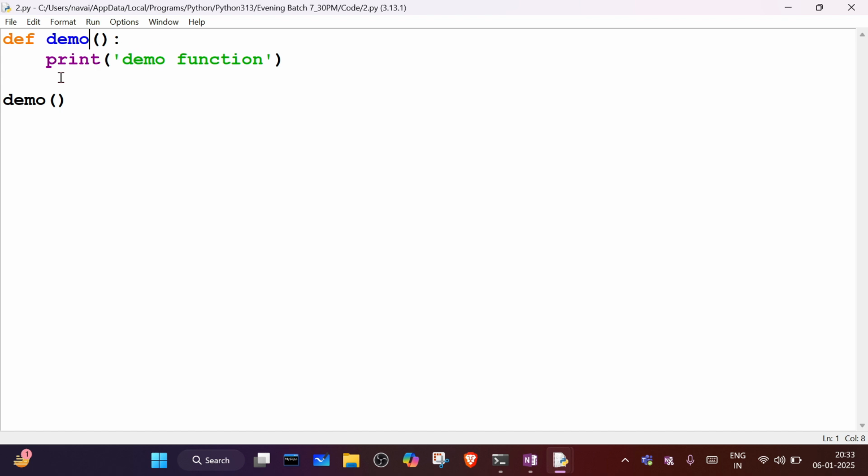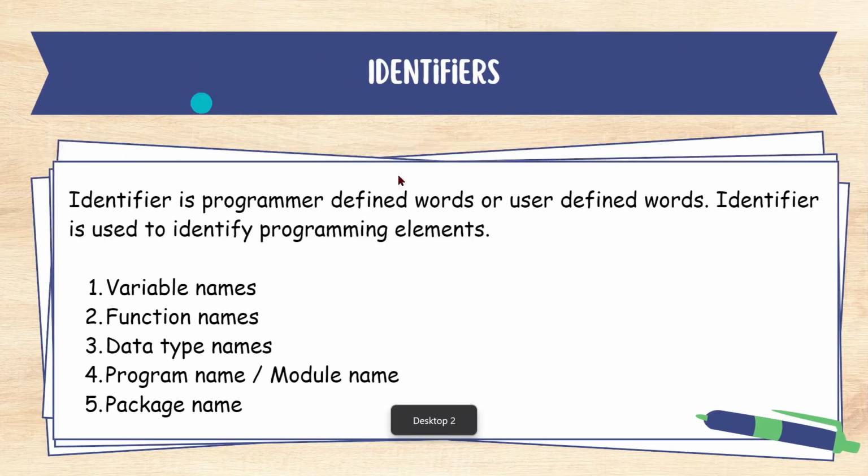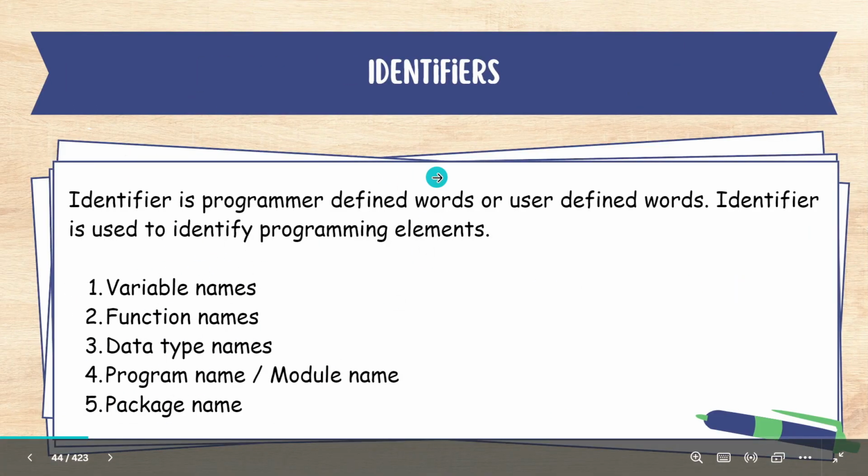For example, I'm writing value1 is equal to 400, and I'm passing this value1. Here also I am passing value1. So this value1 is also an identifier, or we can say this is a user defined word. So variable name is an identifier, function name is also an identifier, and module name or file name or program name is also an identifier. So these all are identifiers, right?